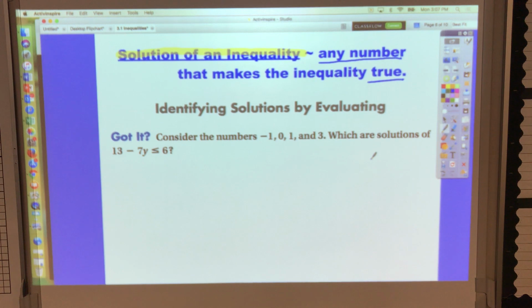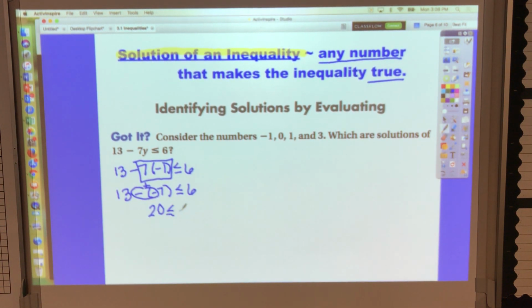It says consider the numbers -1, 0, 1, and 3, which are solutions of 13 minus 7y is less than or equal to 6. What they're asking me to do is substitute in these values and see if I get a true statement. If I start with -1, we have 13 minus 7 times -1 should be less than or equal to 6. Order of operations, we do multiplication first. So I have 13 minus a -7 should be less than or equal to 6. When I minus a negative, it actually becomes plus. So 13 plus 7, I have 20.